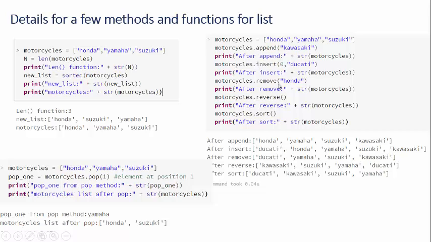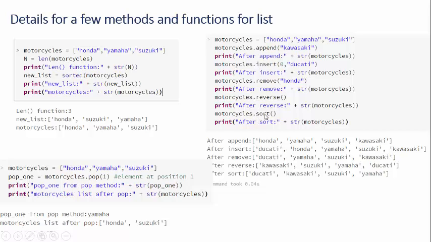So in addition to insert, remove, or append, we can also reverse the order. After removing Honda, it has 4 elements: Ducati, Yamaha, Suzuki, and Kawasaki. The reverse method actually reverses the order of the elements. So you can see after we print the motorcycle list, it is in reverse order: Kawasaki, Suzuki, Yamaha, and Ducati.